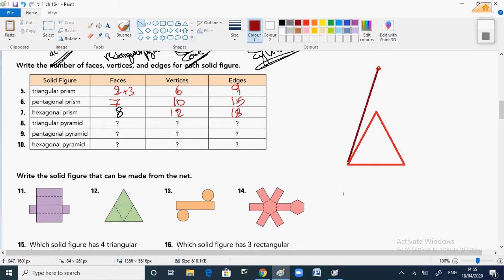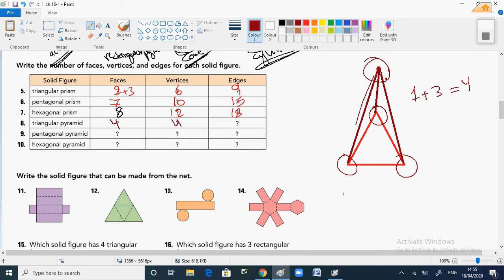1, 2, and 3. So here I have 1 base and 3 sides, because here I have 3 sides, that means 3 faces. In all I have 4 faces. Now vertices, 1, 2, 3, 4, I have 4 vertices. For edges, 1, 2, 3, 4, 5, 6. 6 edges. Okay.